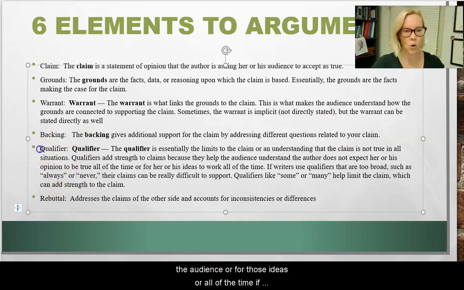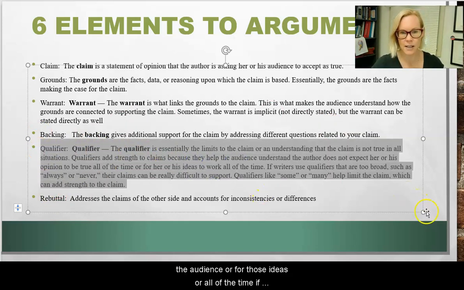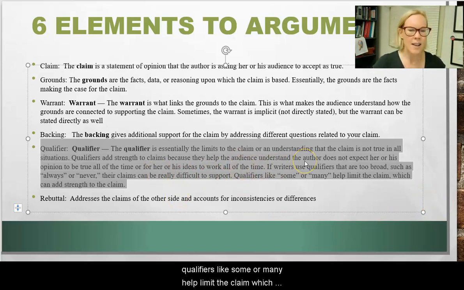Also think about adding qualifiers. Those are limits to the claim or an understanding that the claim is not true in all situations. Qualifiers add strength to claims because they help the audience understand the author does not expect their opinion to be true for all of the audience or for those ideas to work all of the time. If writers use qualifiers that are too broad, such as always or never, their claims can be really difficult to support. So qualifiers like some or many help limit the claim, which can add strength to your claim.